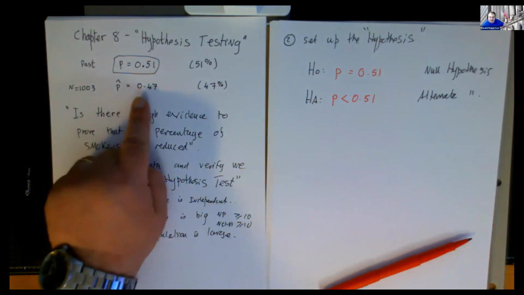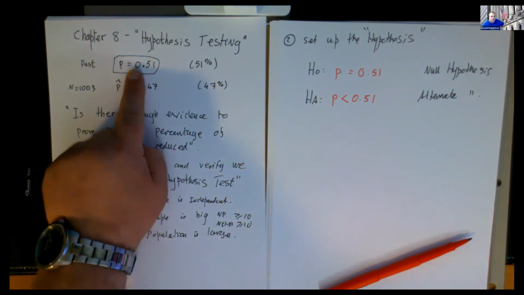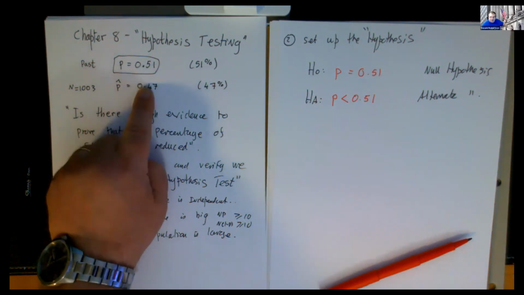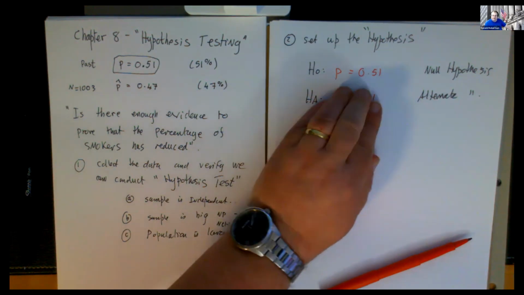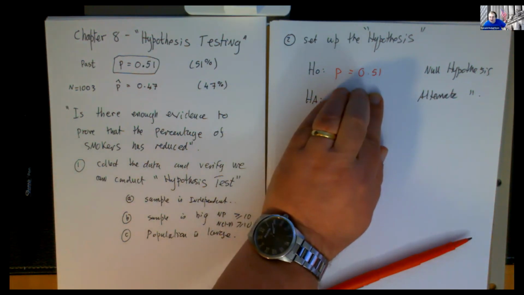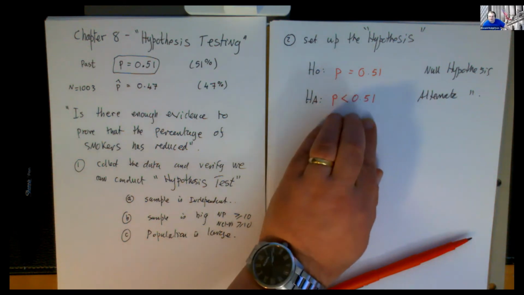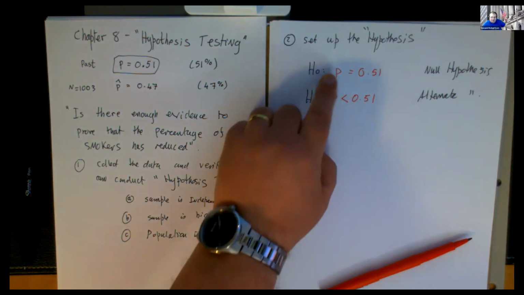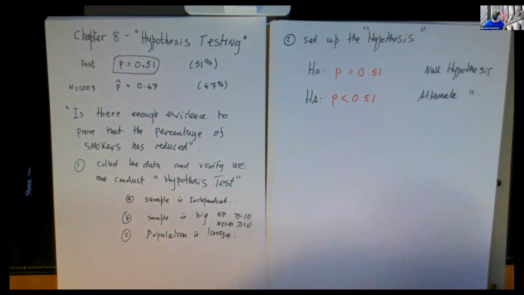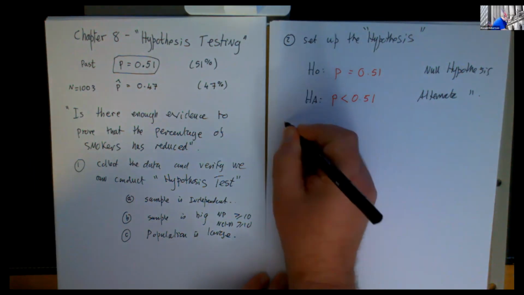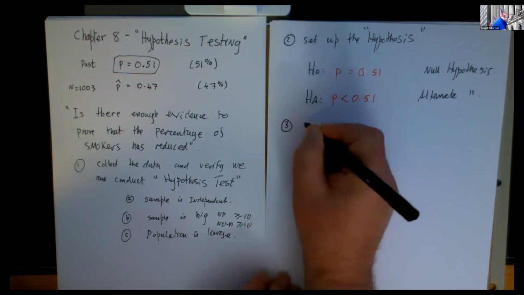In my story here, the evidence is has it gone down? Now you notice that the number I use here is the same number that goes there. So what we're saying is, it's either nothing's happened, it's still the same as it was 20 years ago, or the alternate is that it's gone down. And P is representing the population percentage, population proportion. That's step 2 done. Step 3 now.